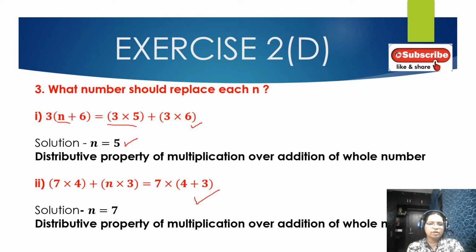Here in right hand side 4 plus 3 is present, and 7 multiplied by (4 plus 3) equal to, we know this is the distributive property, 7 multiplied by 4 plus 7 multiplied by 3. So value of n will be 7, n equal to 7. And this is the distributive property of multiplication of whole number over addition.